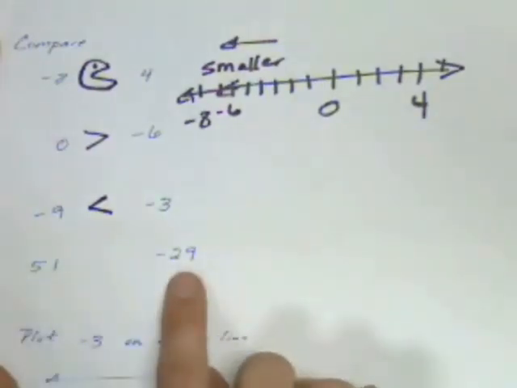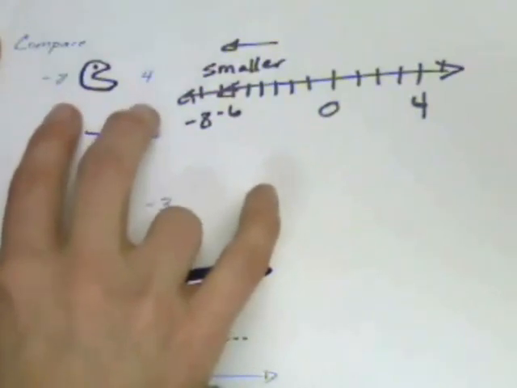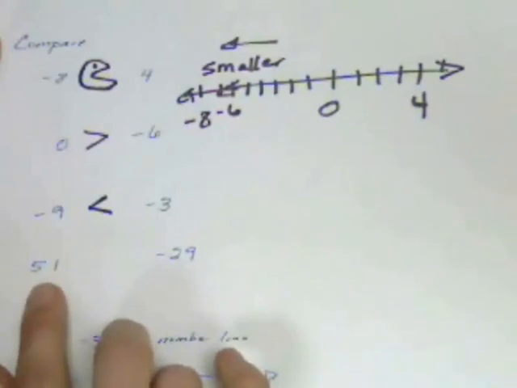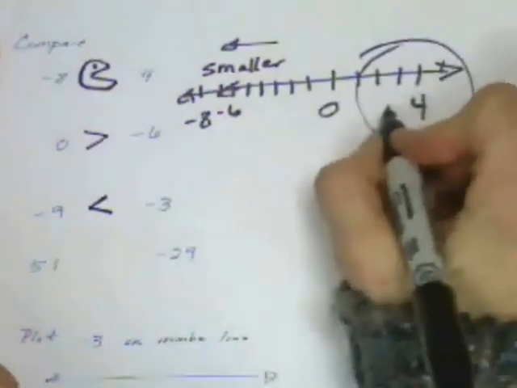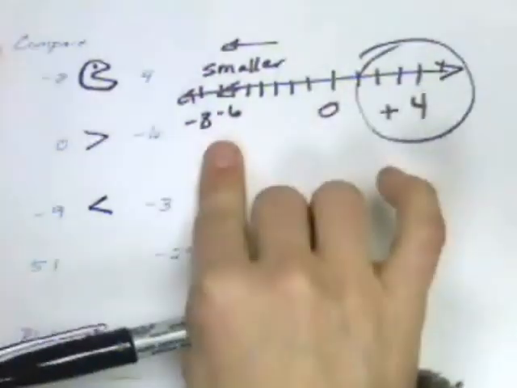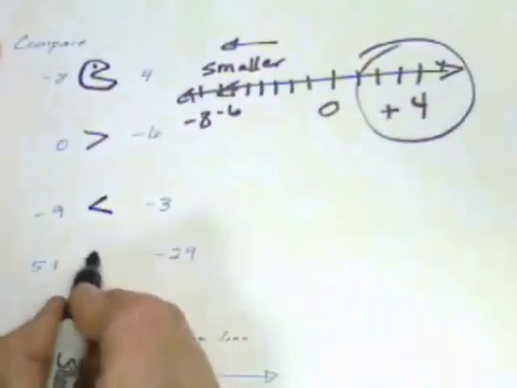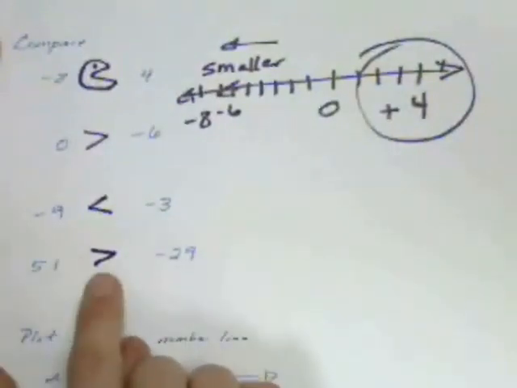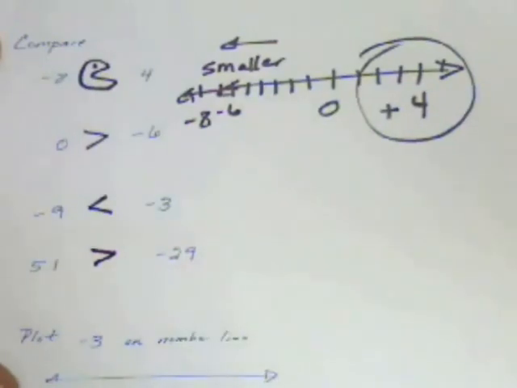51 and negative 29. Well, maybe you saw from up here, it doesn't really matter what the numbers are. The idea is if one of them's negative and one's positive, you know that the positive one is bigger. That's always the case. Stuff over here, the positive stuff, is always bigger than your negative stuff over on the left. And 0 is bigger than any negative also. So we'll say 51 is bigger, so Pac-Man's mouth is open to the left. Again, reading, 51 is greater than negative 29. Now let's look at plotting an example.